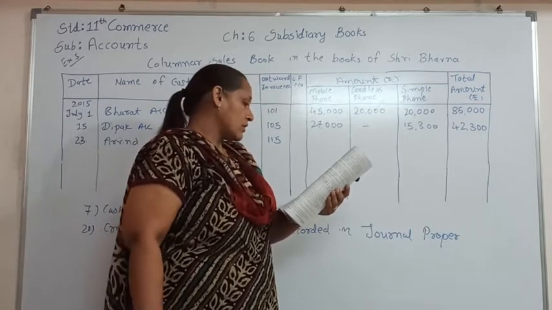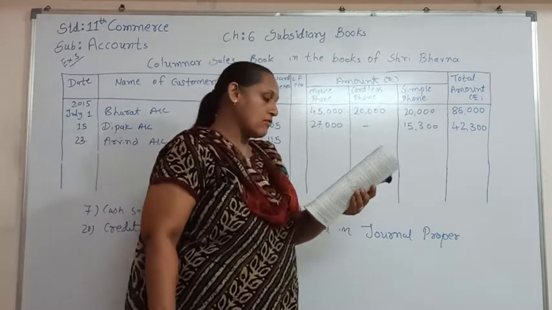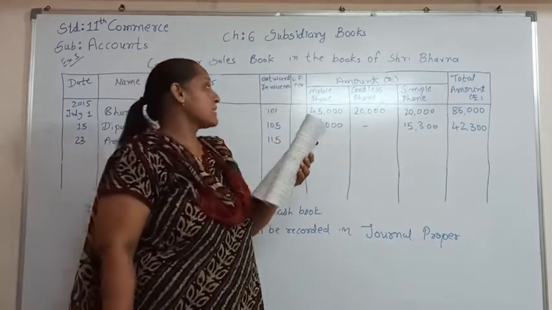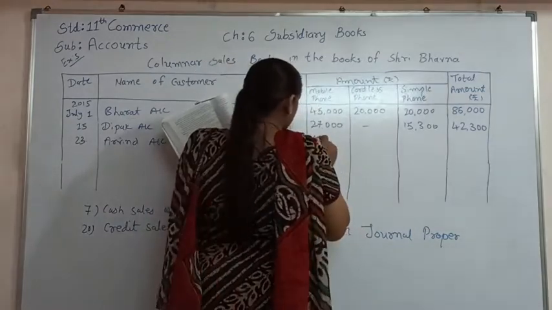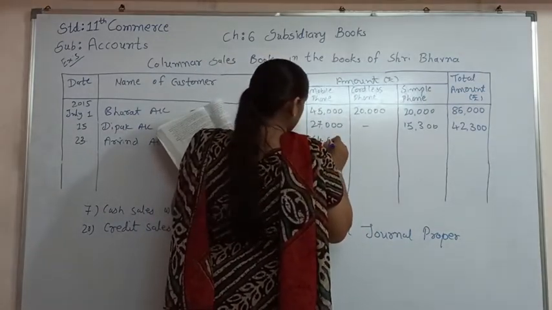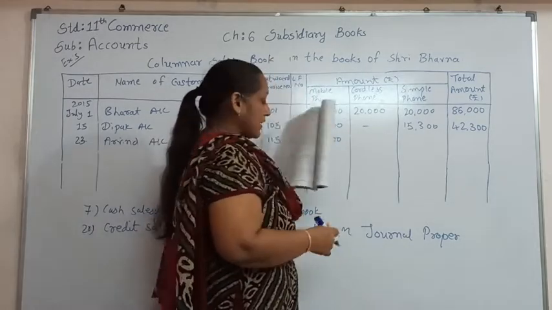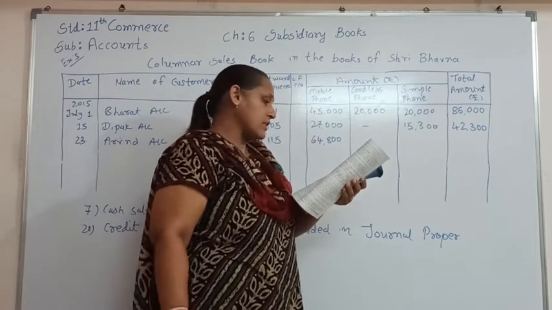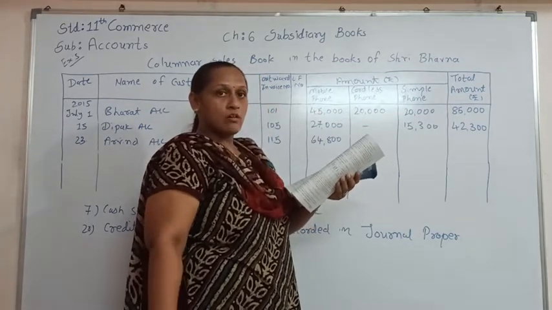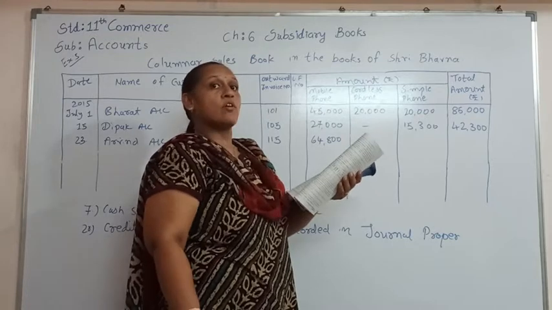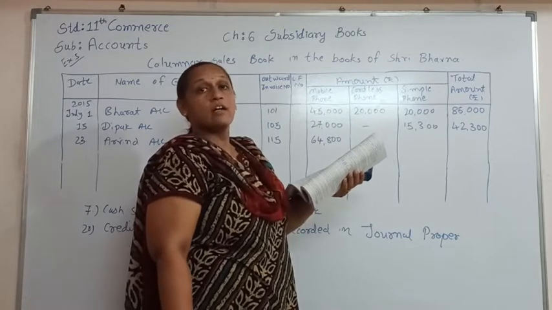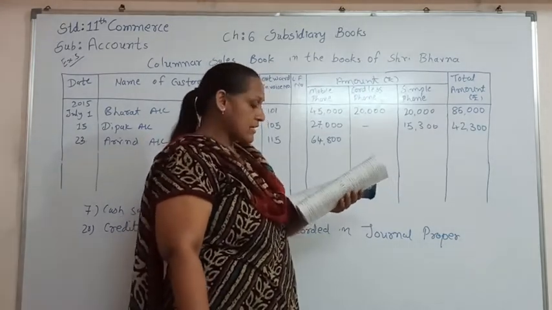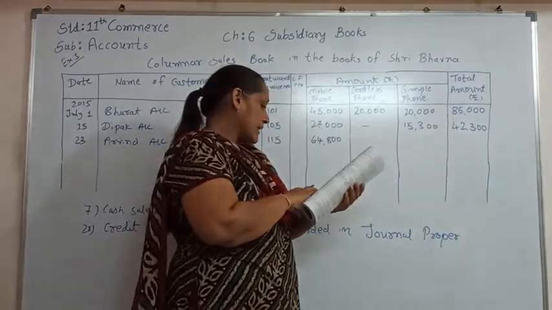So 72,000. From 72,000 we are going to deduct 7,200, so the amount will be 64,800. As we know that each mobile phone is of rupees 9,000 and there are 8 mobile phones, so the total of that will be 72,000. From 72,000 we are going to deduct 10% discount, that will be 7,200. So the amount will be 64,800.